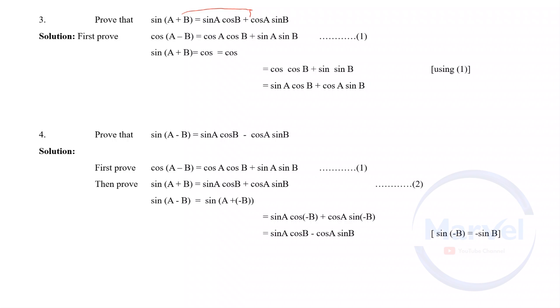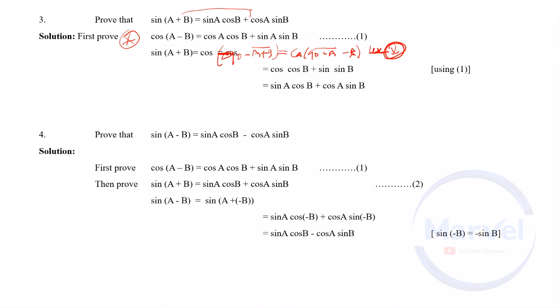Now we know, again write the star formula. What is star formula? Cos of A minus B equal to cos A cos B plus sin A sin B. Now write sin A plus B, convert in terms of cos. Sin theta equal to cos of 90 minus theta, so sin of A plus B equal to cos of 90 minus A plus B, which is equal to cos of 90 minus A minus B. Now apply star formula.